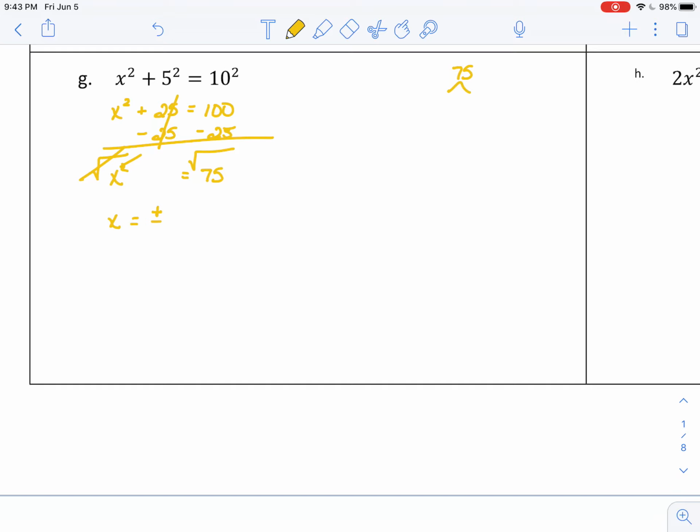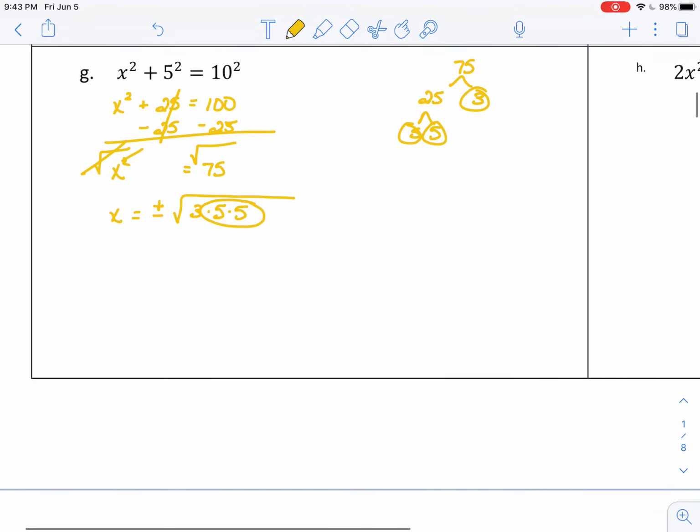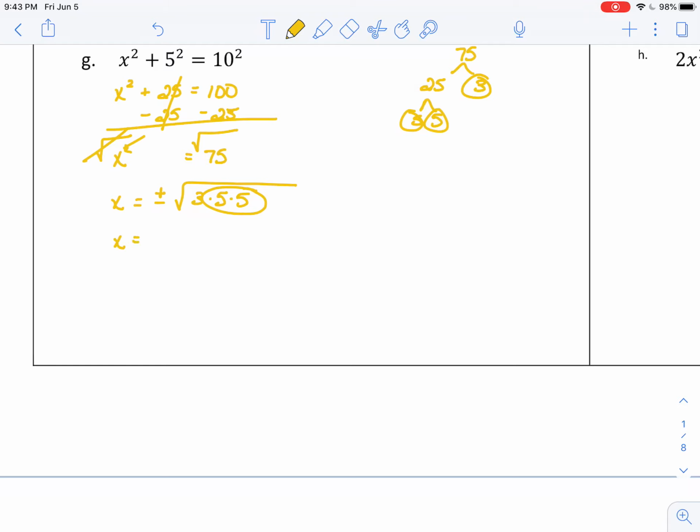So 75 can be broken up because it's 25 times 3. And 25 is 5 times 5. So I have all my prime numbers. Instead of the square root of 75, I have the square root of 3 times 5 times 5. And since pairs make perfect squares, I see this pair of 5s. Since 5 times 5 is 25, I can go ahead and say that the square root of 25 is just regular number 5. And since nobody paired up with 3, there's still a square root 3 in the radical. And so my solution is plus or minus 5 root 3.